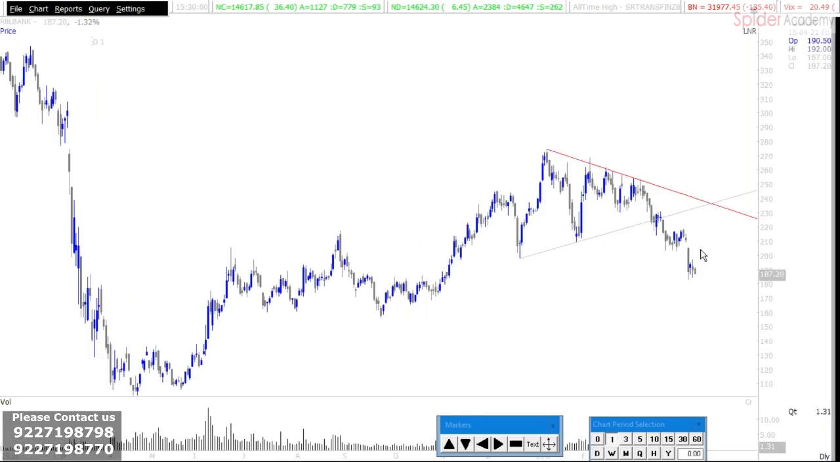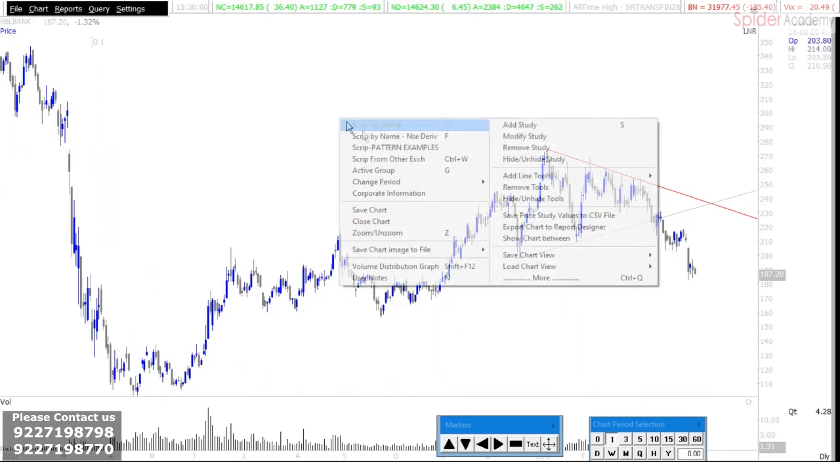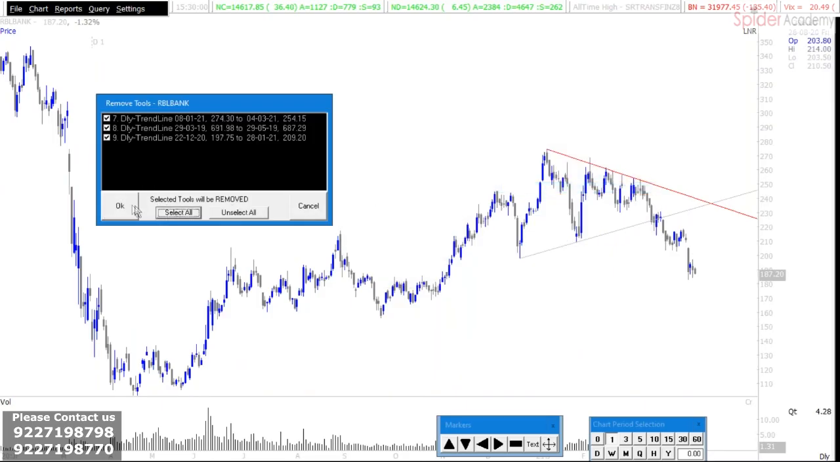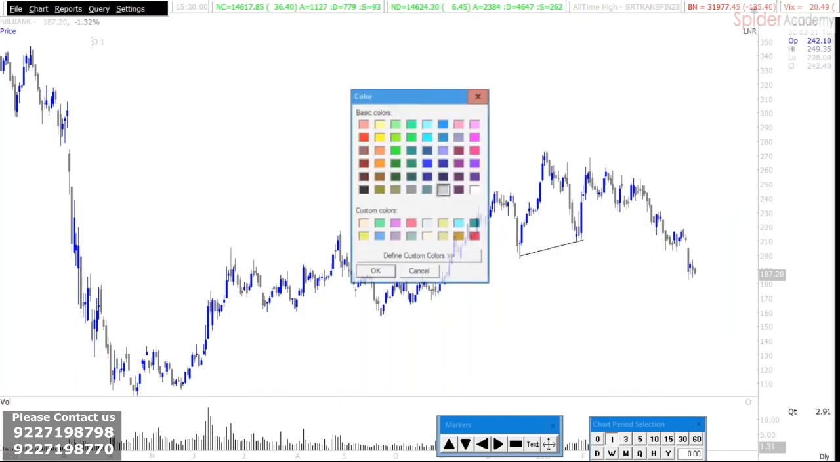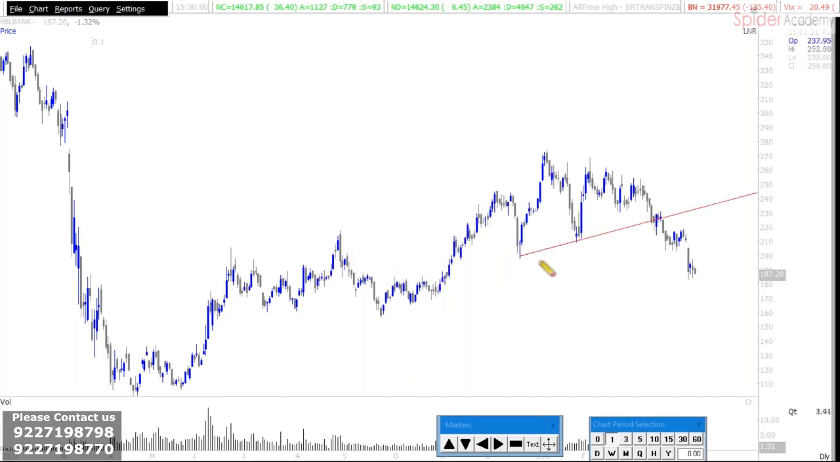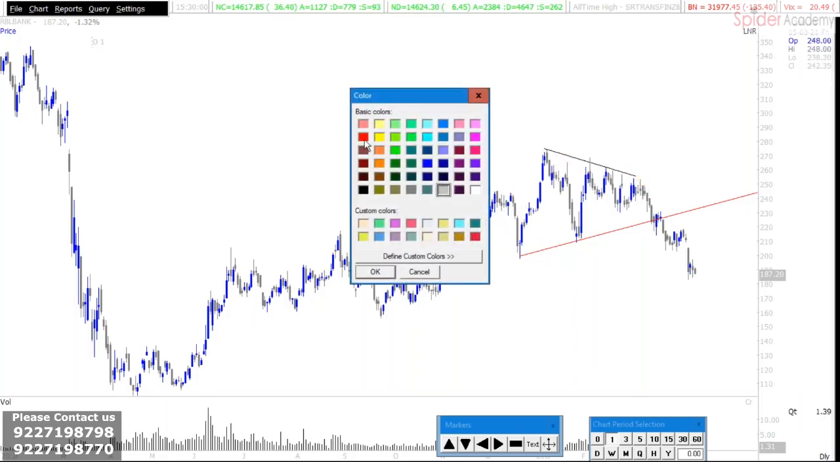Okay, so this is again RBL Bank, where there was a breakdown from a symmetrical triangle. Yeah, this is the lower end, the lower support line. Only these 2 points are important, and on the higher side, this is your resistance.